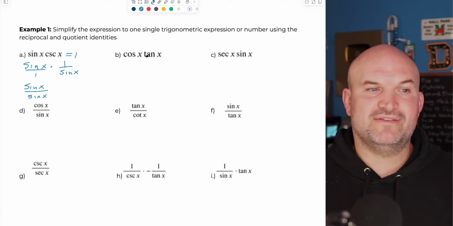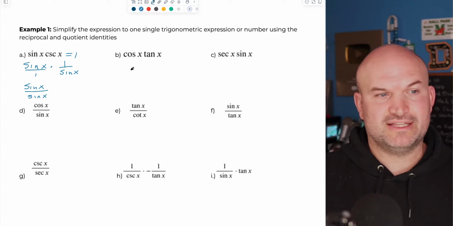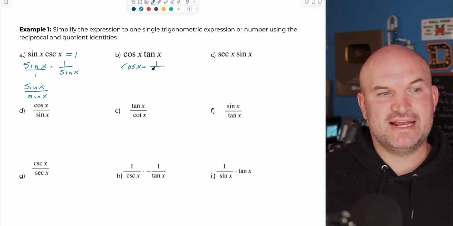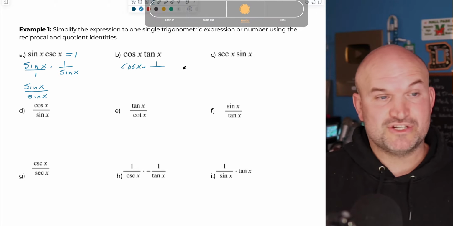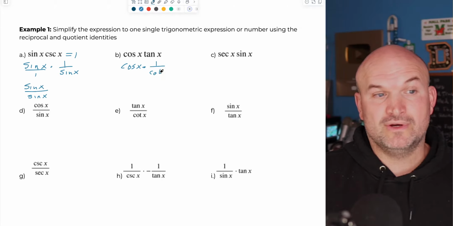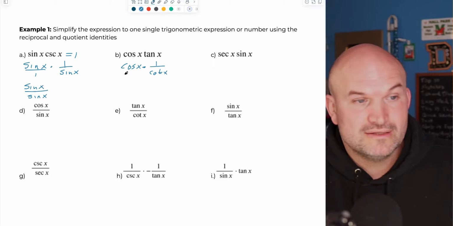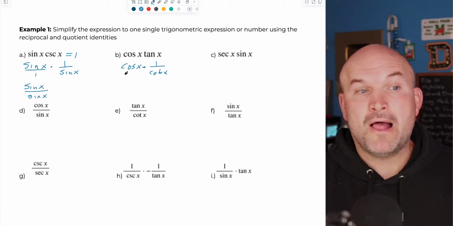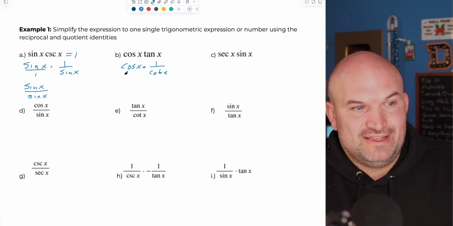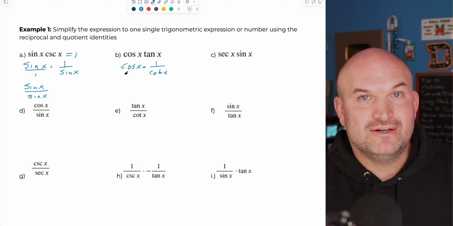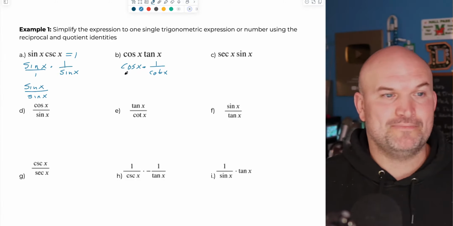Over here, I have cosine of x times cotangent of x. Now, here's a mistake that students will make. They'll say, well, I remember the reciprocal identity, cotangent of x can be rewritten as 1 over tangent of x. And that is actually true. And this is what gets confusing about simplifying identities. You're right, but the problem is I can't simplify this, right? Cosine and tangent do not divide out. They have to be the exact same expression.